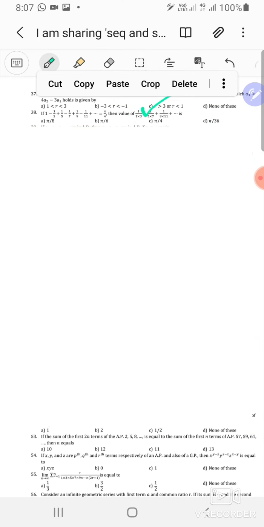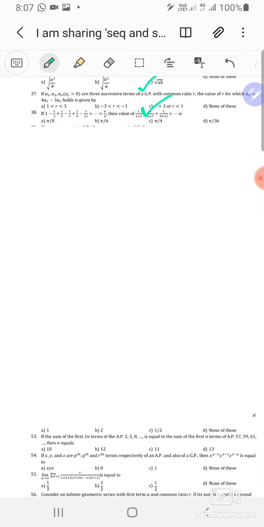Okay, so the next question is, if 1 minus 1 upon 3 plus 1 upon 5 minus 1 upon 7 plus 1 upon 9, this keeps on going, is pi by 4, then the value of 1 upon 1 into 3 plus 1 upon 5 into 7, and so on. So you can see the difference is actually just 2.